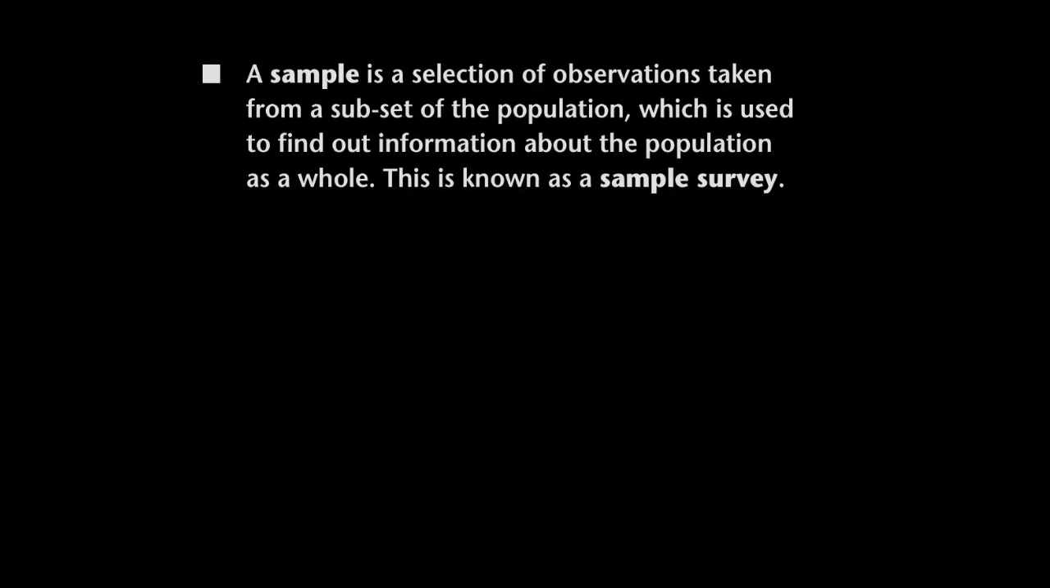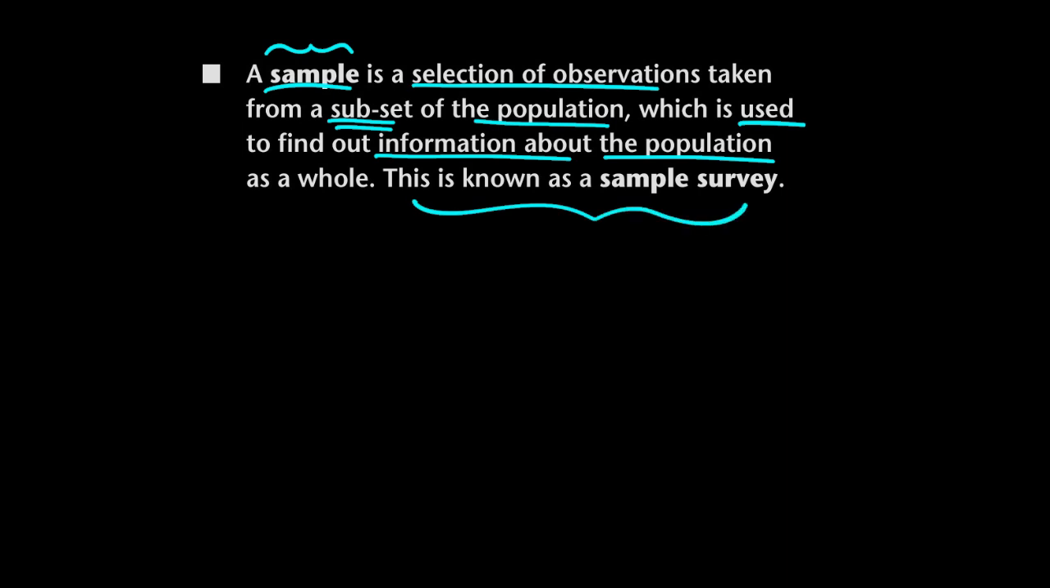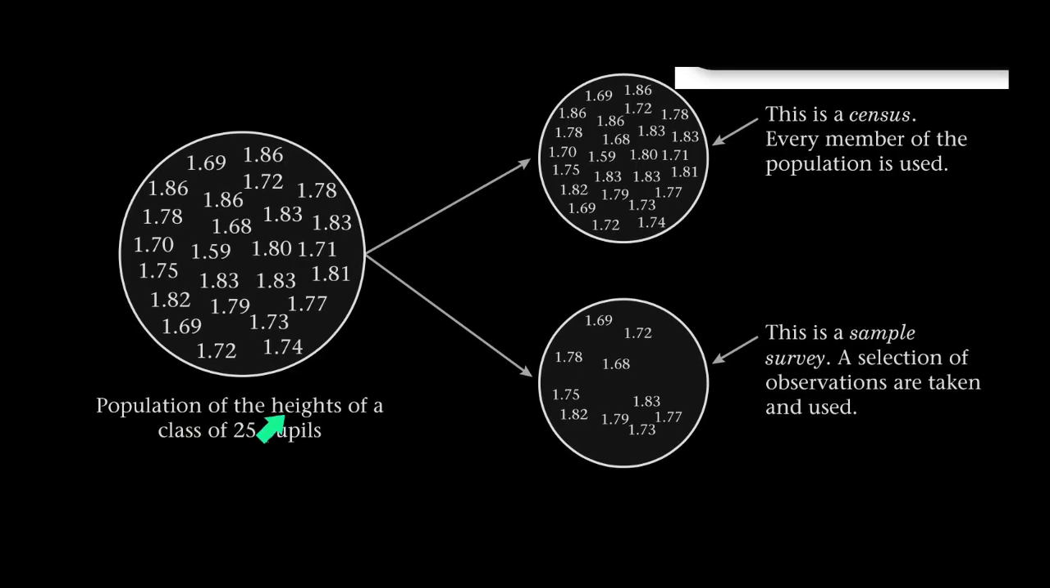What is the next terminology? That is sample. Now, what exactly is a sample? A sample is a selection of observations taken from a subset of the population, which is used to find out information about the population as a whole. This is known as a sample survey. That means if I look at this diagram, this is the population of heights of a class of 25 pupils. So instead of the whole school, we have a class, and this is the height of each individual student.